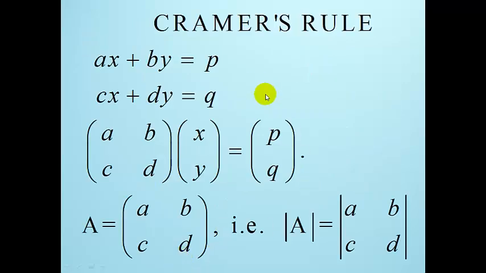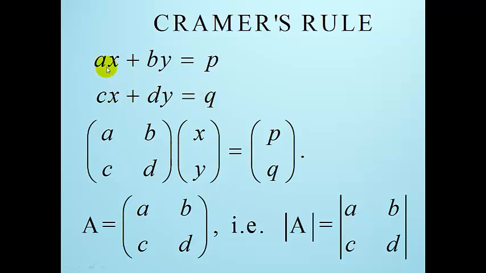Now we have the Cramer's rule. Given ax plus by equals p and cx plus dy equals q. These are simultaneous linear equations, and we are going to look at how we can use the Cramer's rule in solving simultaneous equations. Take note, from equation 1, the coefficient of x is a, the coefficient of y is b, and the constant is p. Now, from the second equation, the coefficient of x is c, the coefficient of y is d, and the constant is q.